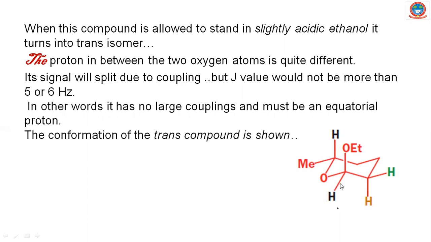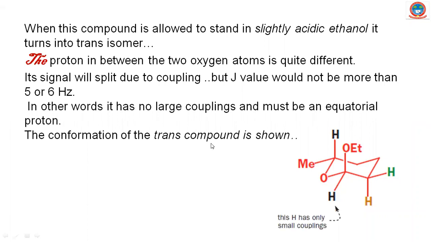that, and therefore we can easily analyze its splitting. When it splits, we can say J value would not exceed more than 8. Why? Because there is a dihedral angle which is not equal to 180 degrees. You got it? So hope you understand this idea. Okay, fine.